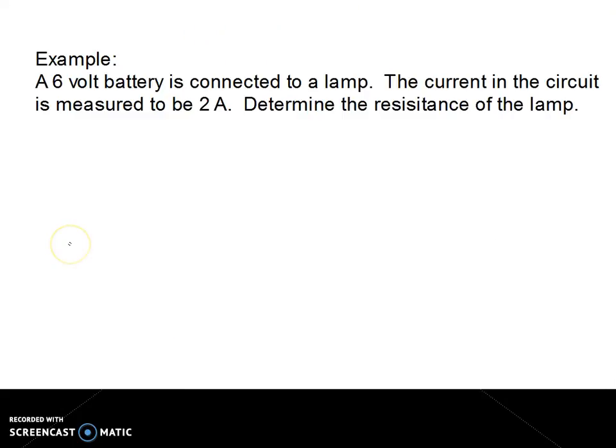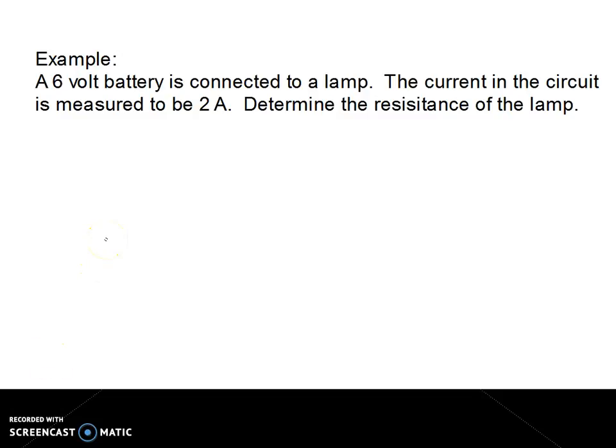So here's a very simple example of using Ohm's law in a very simple circuit where you only have one device the current flows through. So you have a battery, you have a switch, you have wires, and you have a lamp. So the battery's voltage is 6 volts. It's connected to a lamp. The current is measured to be 2 amps, and we want to find the resistance.